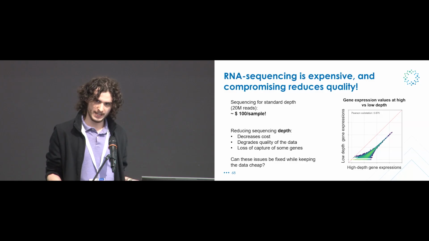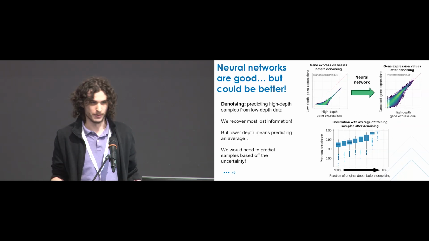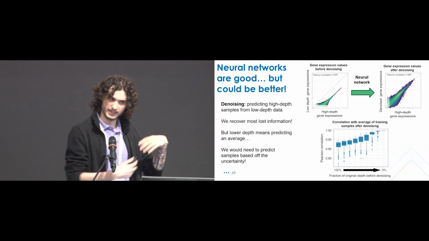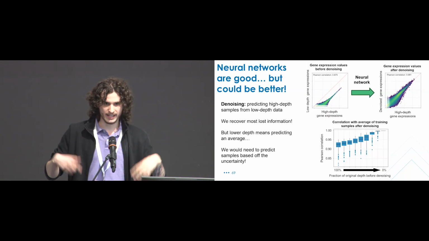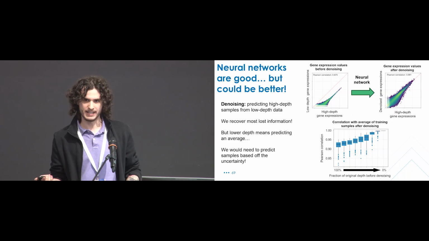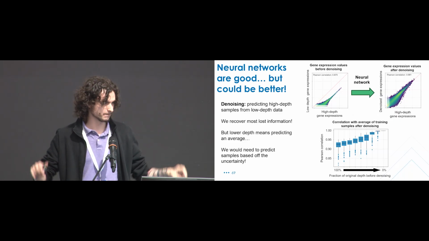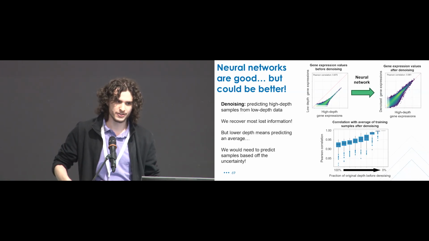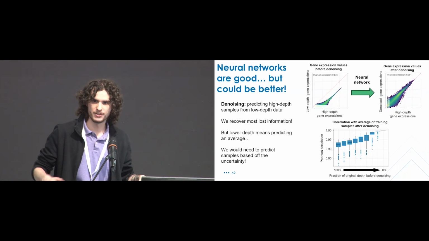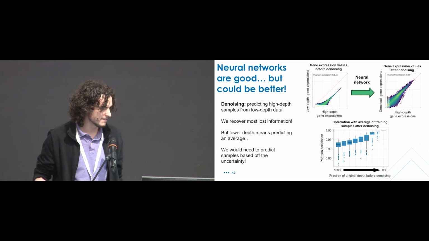And our first instinct was to train a neural network that will take the low-depth RNA-seq data and predict what it would have looked like had we sequenced at the normal levels. And for the most part, it works well. We're able to recover a lot of the correlation. We're able to recover a lot of lost information in terms of the downstream analyses.